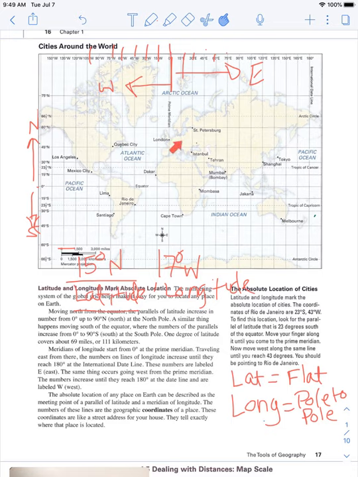Another one that we can do, St. Petersburg. All right? St. Petersburg is right here and is at 60 degrees north, and I know that because I followed from 0 all the way up to 60, followed that line across, and there's St. Petersburg. So 60 degrees north, and then here it is, I measure away from the prime meridian all the way over to 30 degrees east.